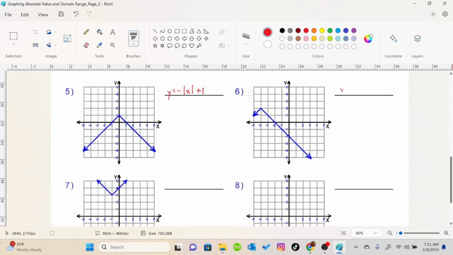Number 6. Y equals. This graph opens downward, so we have a negative absolute value of x. The vertex shifted left 4, so that's plus 4. Close the absolute value symbol. And it shifted up 2, so that's plus 2 outside the absolute value symbols. So the equation for number 6 is y equals negative the absolute value of x plus 4, plus 2.